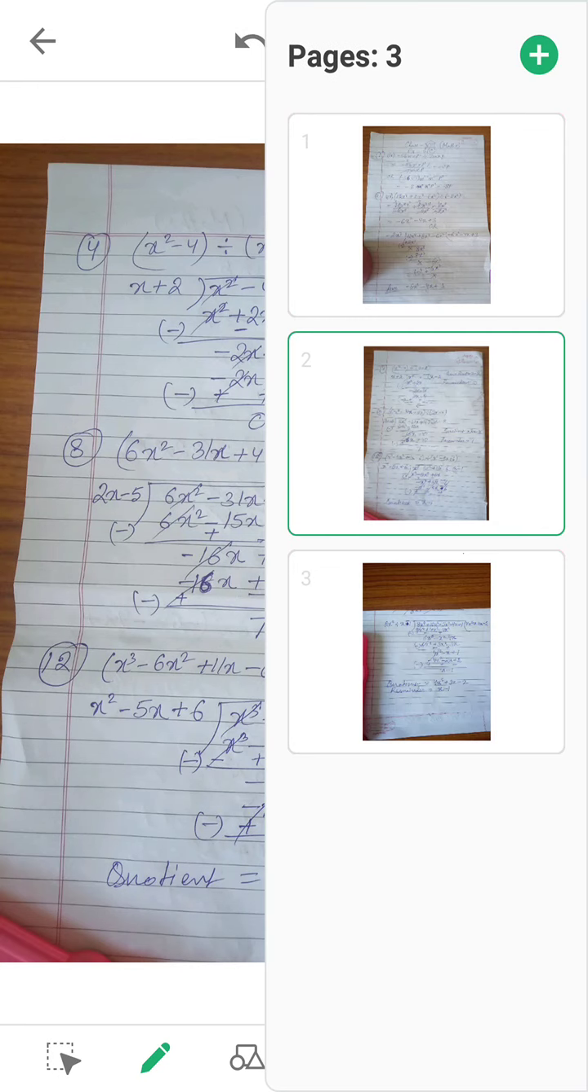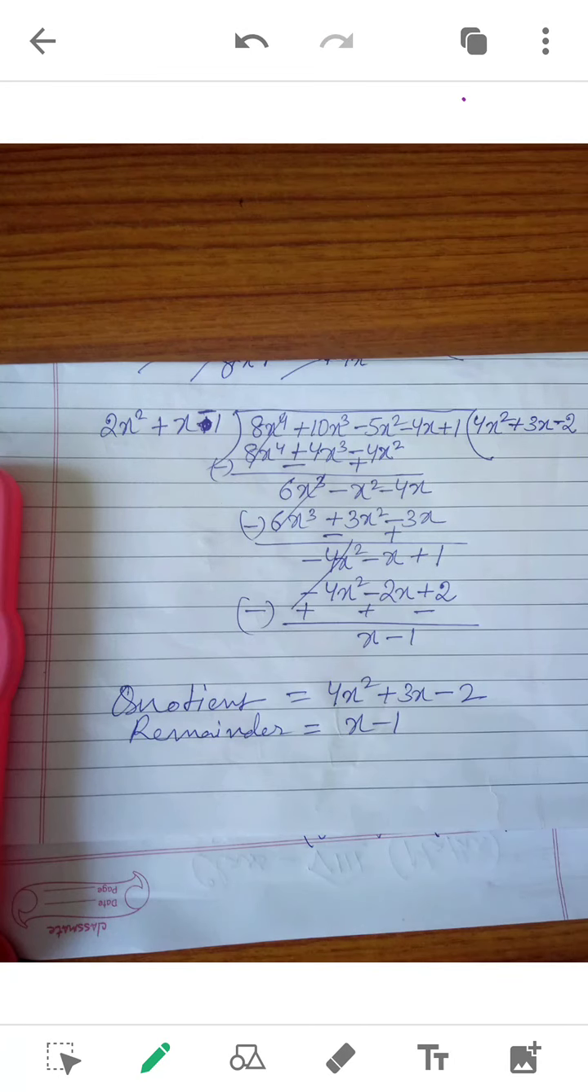Another example I have done for you. This is the last question I have done for you, that is question number 15. Question number 15: 2x square plus x minus 1. By this you have to divide 8x to the power 4 plus 10x cube minus 5x square minus 4x plus 1. The number is a little bit larger, but there is no difficulty.